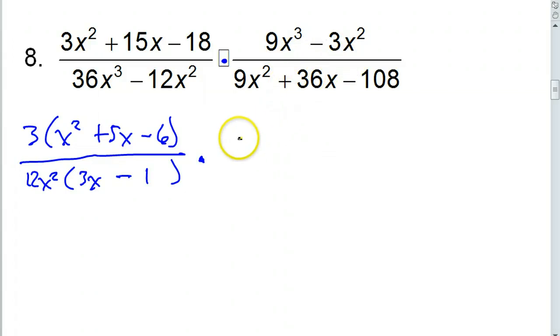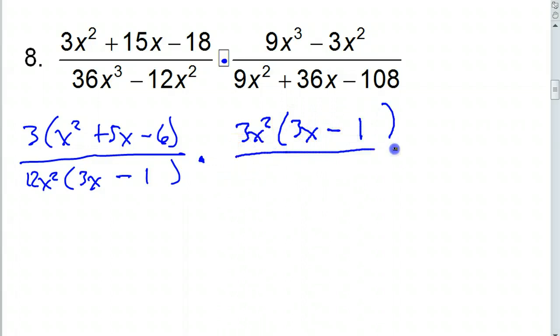And then this one right here. I hate this class. So we're going to have 3x squared. That's going to be 3x minus 1. And then this is going to be 9. And this is going to be x squared plus 4x minus, what is this, like 12?